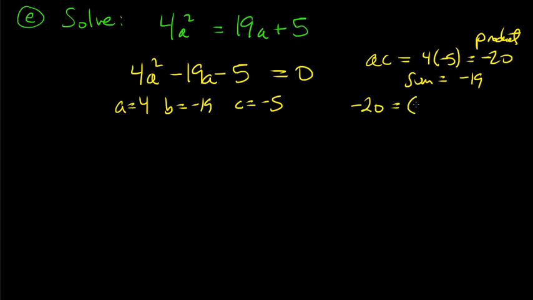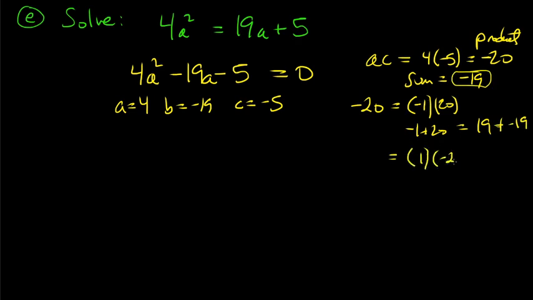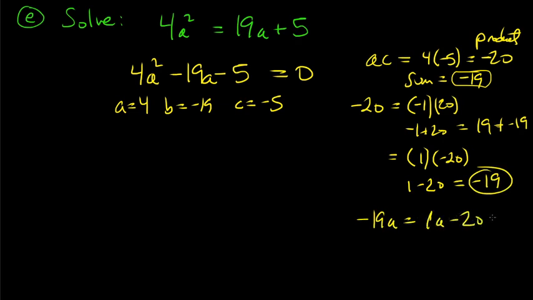So let's try negative 1 times 20. Negative 1 plus 20 is 19, which is not quite right. We're looking for negative 19, right? So that's wrong. But all that means is I made the smaller number negative. I should make the bigger number negative. Do 1 times negative 20. So 1 plus negative 20 is now negative 19, and that's our match, right? So the negative 19a will get split up as 1a minus 20a.